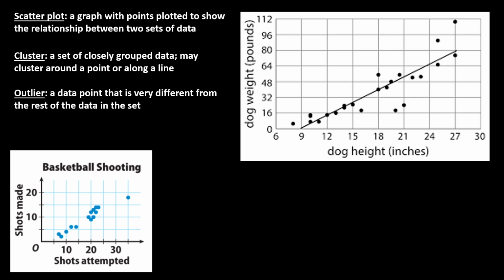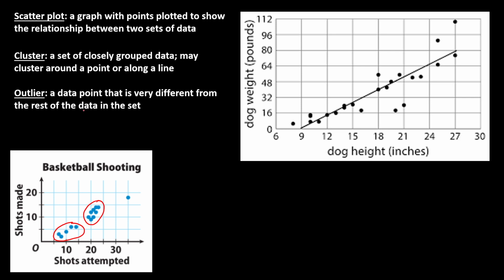In any scatter plot, you're going to find terms such as clusters and outliers. A cluster is a set of closely grouped data, and data may cluster around a point or along a line. Just for example, in the graph that popped up in the bottom left, we are looking at basketball shooting, shots attempted versus shots made. And I'm seeing two clusters, groups of data that are very close to one another.